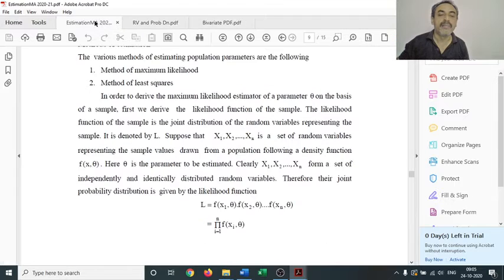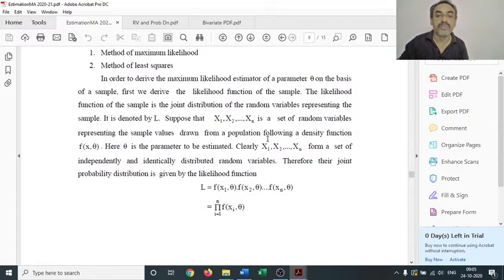Since in my likelihood function, the variables considered are very randomly chosen, they are independent. Therefore, a joint occurrence probability will be equal to the product of individual probabilities, and each variable is drawn from the same population. Therefore, the joint occurrence probability will be equal to the probability of the first variable f(x1, theta), the probability of the second f(x2, theta), etc., f(xn, theta), where f(x, theta) is the distribution of the population from which the sample has been drawn.